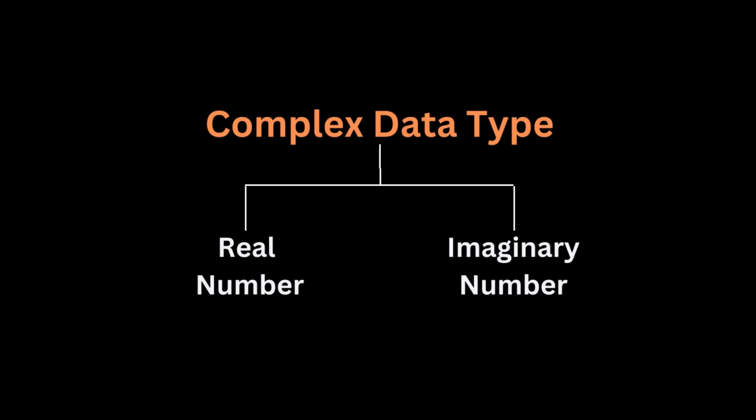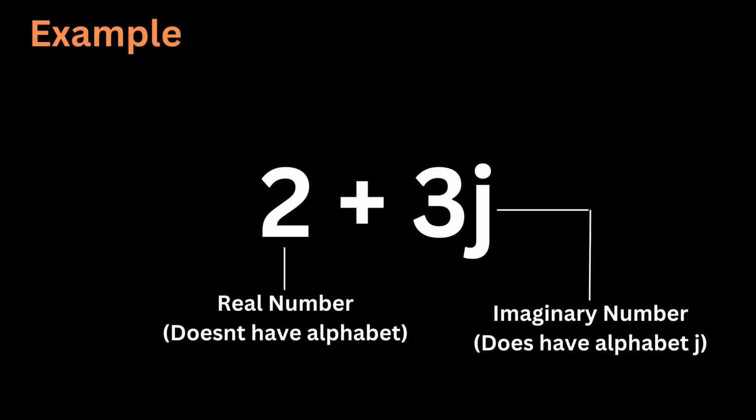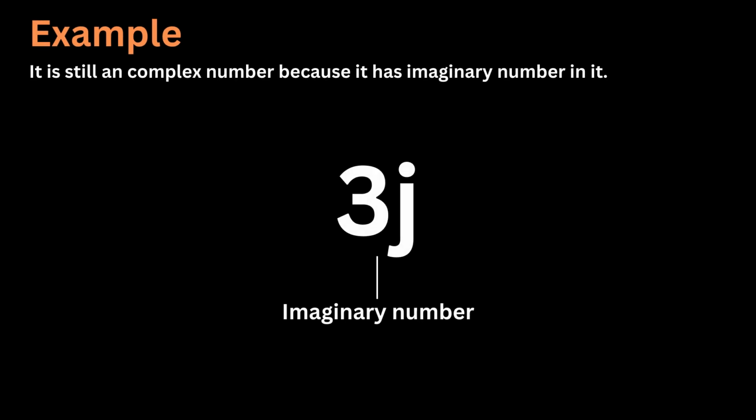It consists of real number and imaginary number. Let's take an example. 2 plus 3J. In here, 2 is the real number and 3J is the imaginary number. Let's take another example. Just 3J. This is also a complex number because it only has imaginary number.